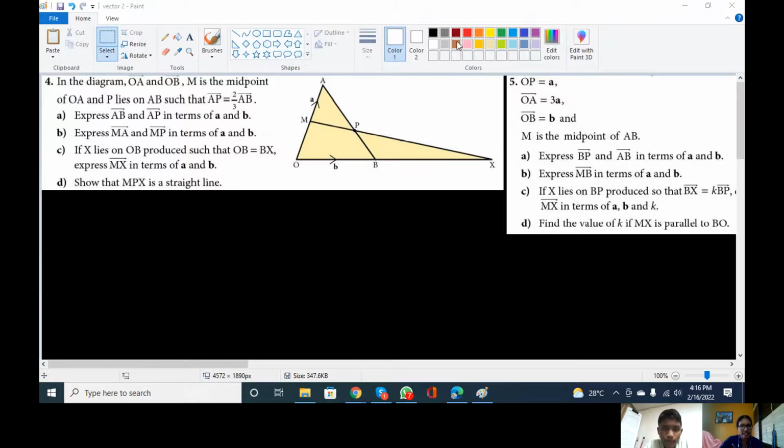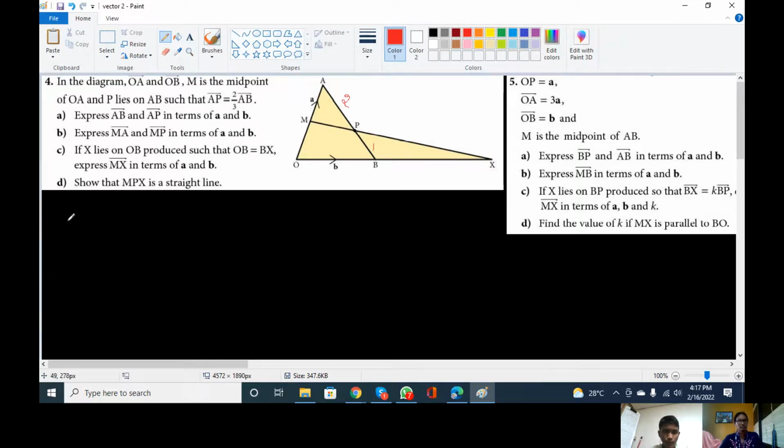So we can take this, I will pick another color. If AP is equal to 2/3 of AB, it means the total AB is 3 parts. AP is 2 parts and this is 1 part. So AP is equal to 2/3 of AB. Express AP vector in terms of A and B.